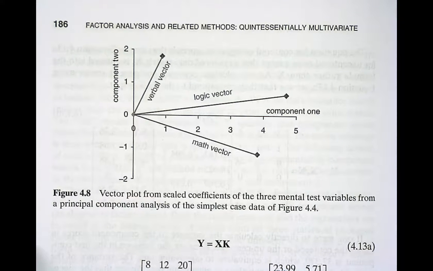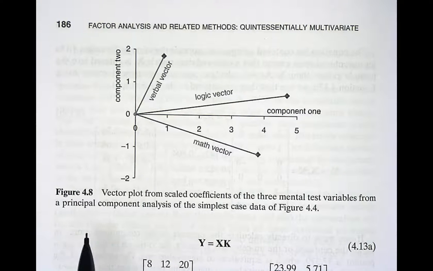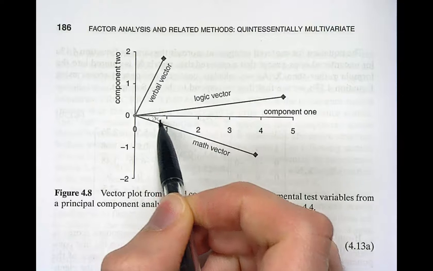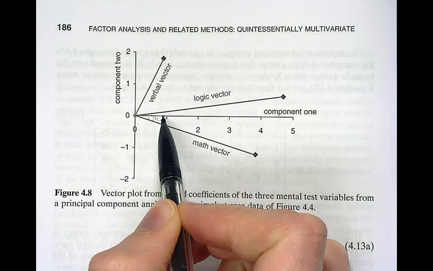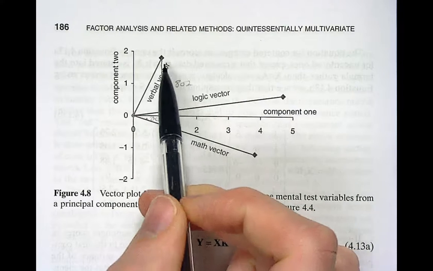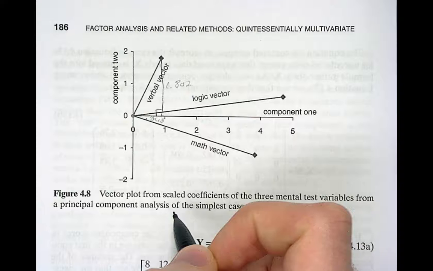Now let's take the values that we had in the table for the verbal vector. The scaled coefficients, we had 0.868 and 1.802. So the vector for this, we can go this way, 0.868, and then we'll go up 1.802 to plot the verbal vector. Sorry if it's not completely straight, but as long as I do this, you know it is a right triangle.